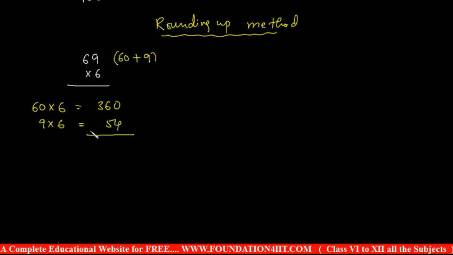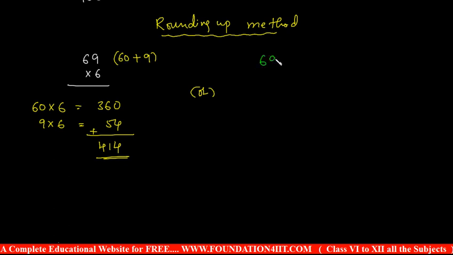360 plus 54. In the previous chapter you understood how to add 360 plus 54. 360 plus 50 plus 4, okay, that way we did. Already practiced. 360 plus 50 is 410 plus 4. So 414. This is one method. Or to round up, you can say it like this.